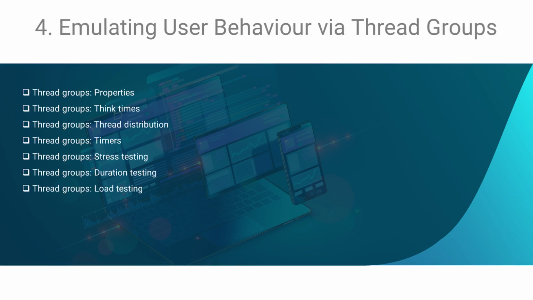In section 4, we'll be emulating user behavior more carefully with properties, think times, thread distributions, timers, and then we'll also look at the different types of load testing in this chapter, because of course there are many different types. As with everything in life, there's a lot of details to this.